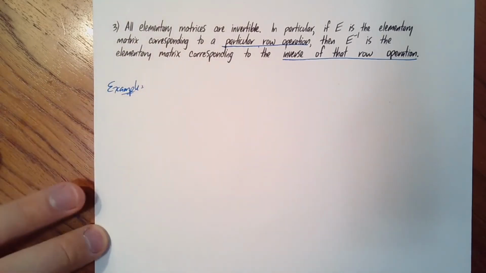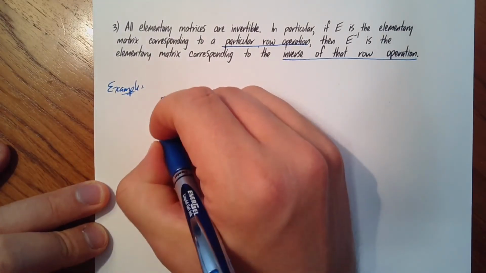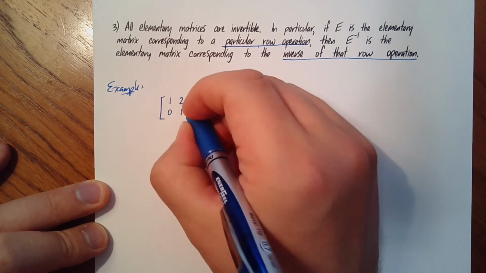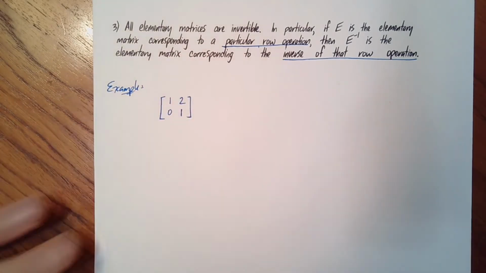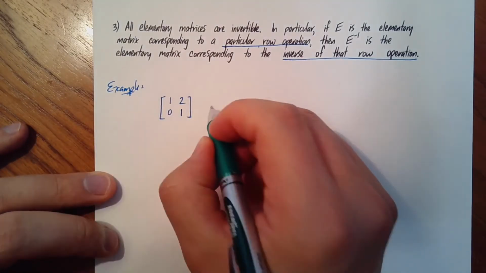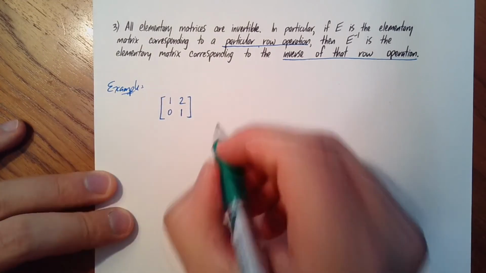So here's an example of an elementary matrix. Take a 2x2 matrix that has ones along the main diagonal, a 2 in the upper right corner, and then a 0 in the bottom left corner. That is an elementary matrix. And how do I know that? Because it corresponds to a single elementary row operation performed on the identity matrix.